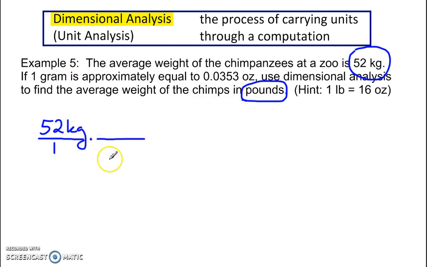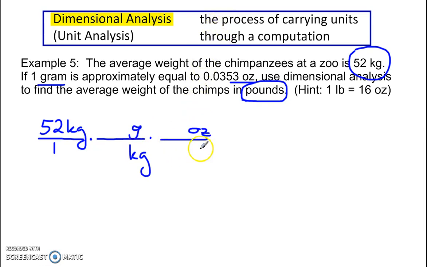Now I want to get rid of kilograms. My conversion that I know is 1 gram is this many ounces. So I don't know kilograms to ounces. So I've got to go kilograms to grams first. Then I know grams to ounces. So I'm going to put ounces on top.